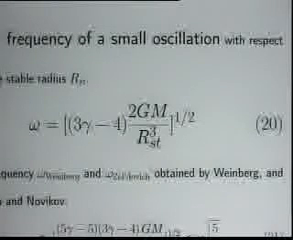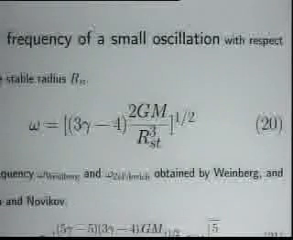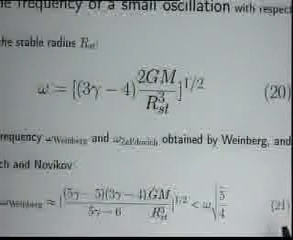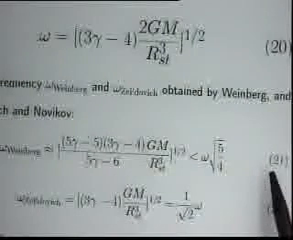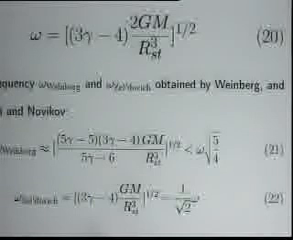Also, we can find the frequency of small oscillation with respect to the stable radius. In other words, if a star oscillates here, we can find the frequency of small oscillation. It is interesting to compare this with the previously obtained frequency, namely Weinberg also obtained the frequency, and Zeldovich and Novikov also obtained frequencies. Equation 21 is the Weinberg frequency, and equation 22 is the frequency obtained by Zeldovich and Novikov.